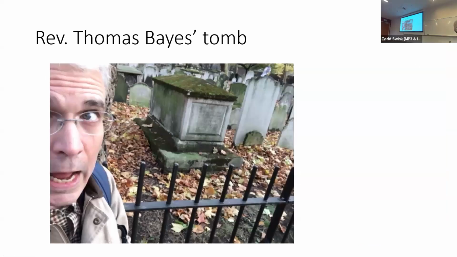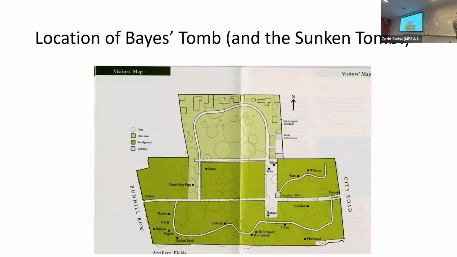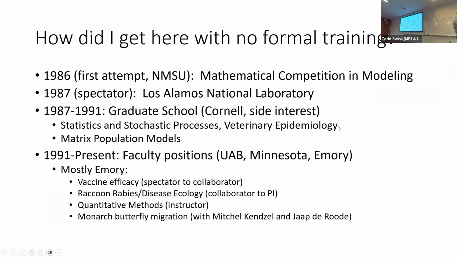This is me with Thomas Bayes of Bayesian statistics, his tomb. Here's a map of the graveyard, a visitor's map. And so Bayes is right here. This is in London, outside of London, but it also has the sunken tomb. That's kind of cool. So how did I get here?